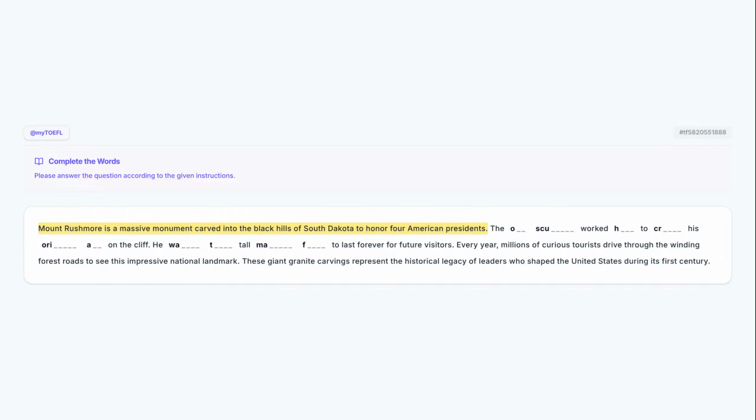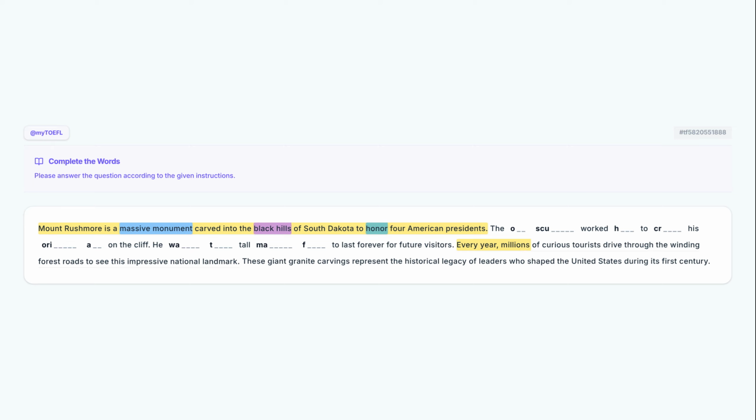This sentence identifies the subject as a massive monument located in the Black Hills. It establishes that the purpose of this site was to honor specific historical figures, which helps us understand the significance of the construction project. Now, we move on to the middle of the paragraph. This sentence describes how the landmark is perceived by the public in the modern day.